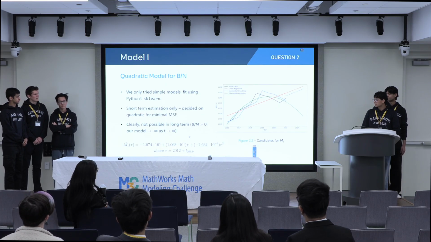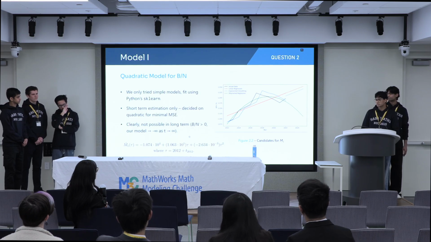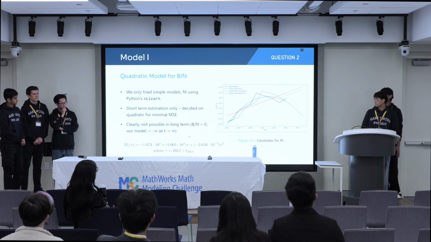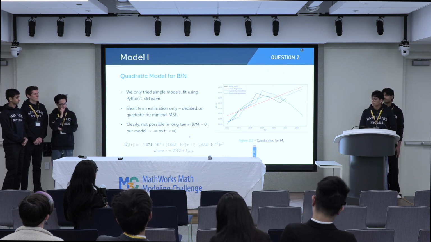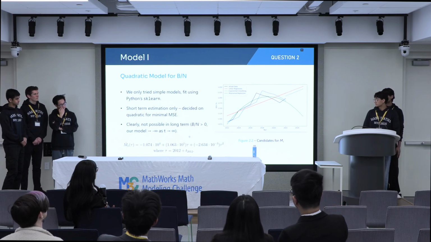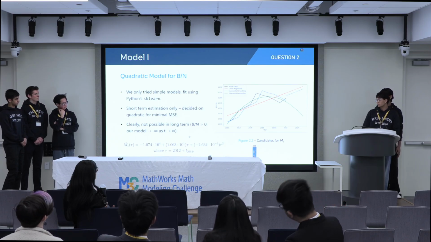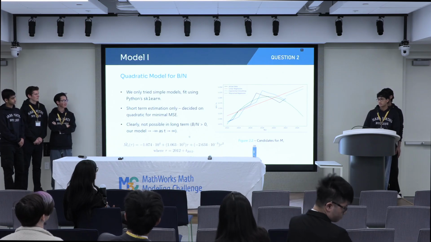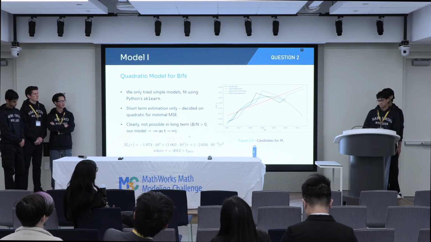But anyway, we decided to go ahead and try 3 different models for this, and we eventually settled on the quadratic model because it has the minimal mean squared error. We fit these models using gradient descent in Python's sklearn, and one disadvantage of this, though, was that because it's a quadratic model, as t approaches infinity, it will just tend to negative infinity.